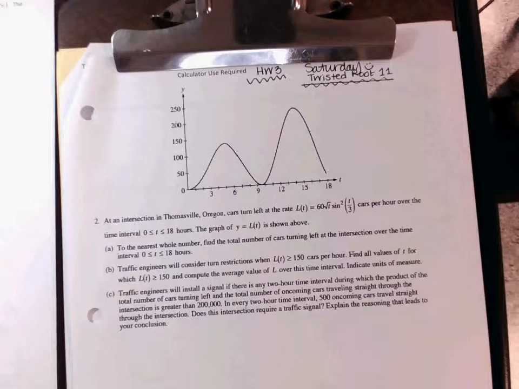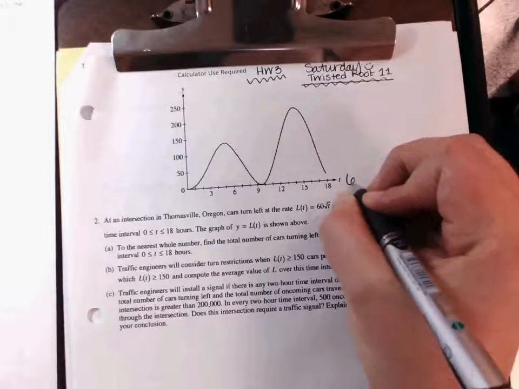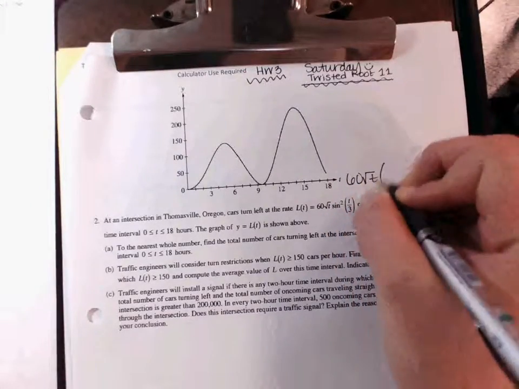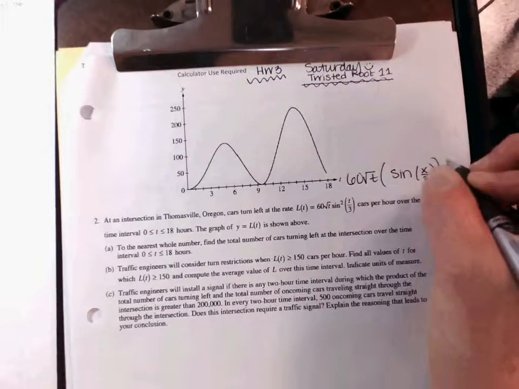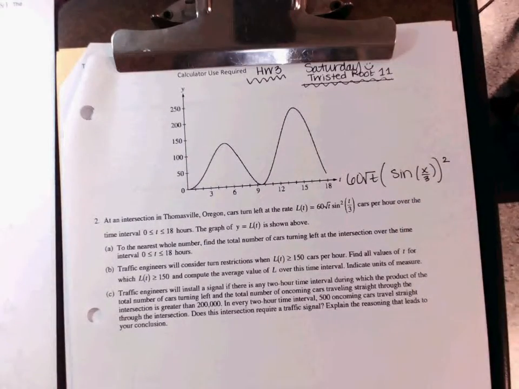How did they get the sine squared? Oh, we reviewed that yesterday. You need to do this. It's 60 square root t and then sine of x over 3 squared. You can't put it the way that they wrote it in the calculator. You have to group and square separately.